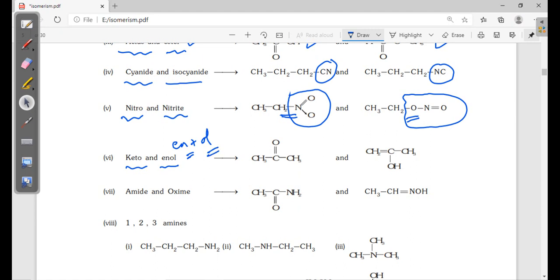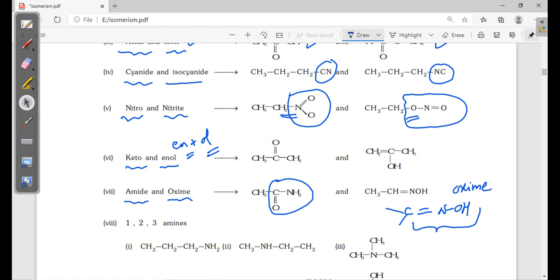These are called enols. Then amide and oxime. CONH2 is the functional group of amide. Oxime means C double bond NOH. This is the oxime, this is called oxime.